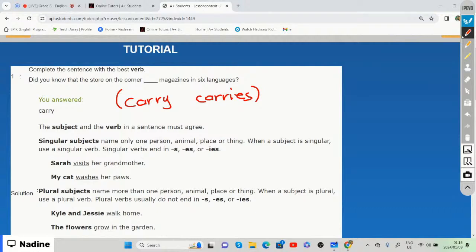So did you know that the store, referring to one place, on the corner, do we say carry or do we say carries magazines in 6 languages? Keeping in mind, we are referring to one place, singular, right? So which means that we need to specifically have a singular verb that ends either in s, es, or ies.